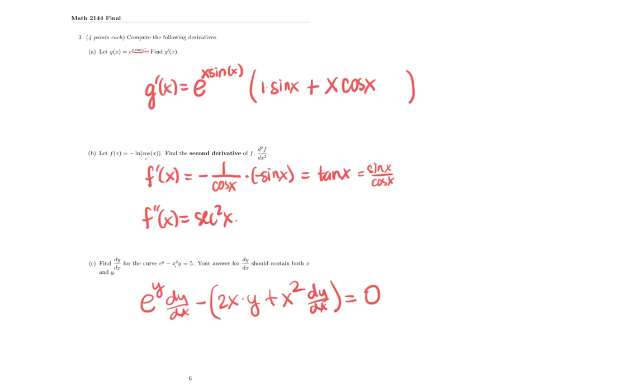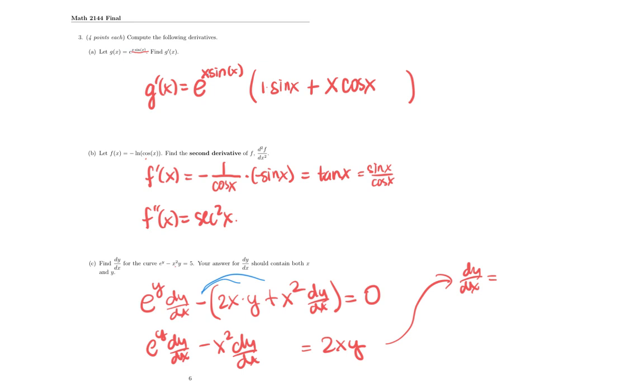Next, I'm going to distribute that negative sign to both of those, and then I'll also move things around so that I have the things with dy dx on one side and add the things that don't have dy dx onto the other side. So I'll have e to the y dy dx, and then I'll get minus 2xy, which I can add to the other side. And then the minus goes here, so I'll have minus x squared dy dx. And now I can factor out the dy dx and divide by what I have left over. So I'll have 2xy divided by e to the y minus x squared.